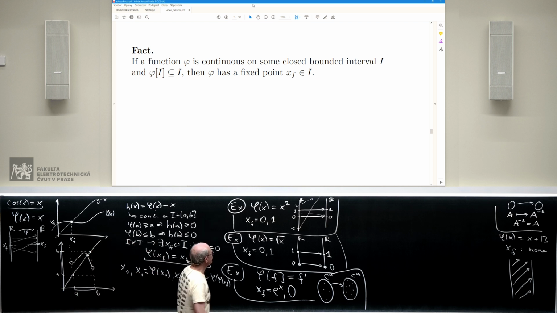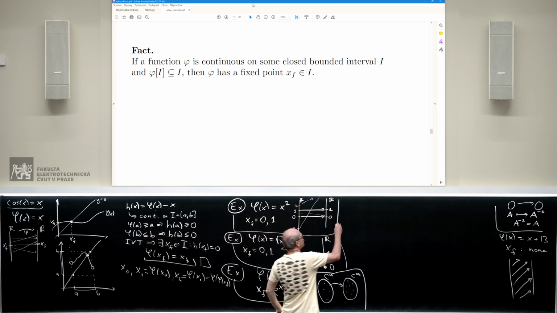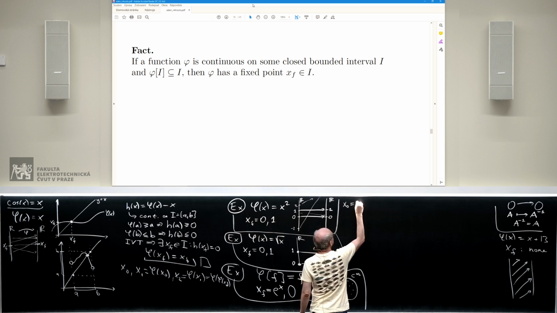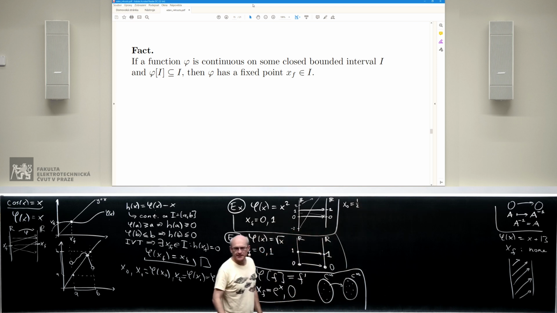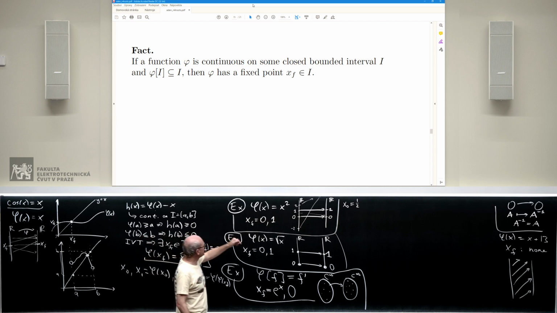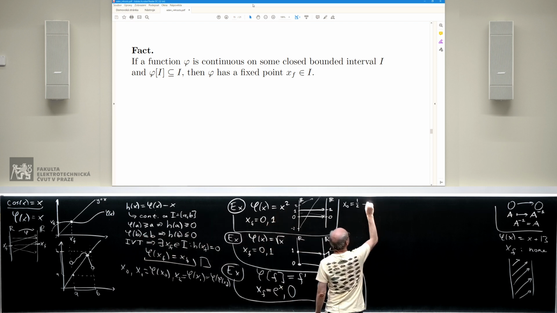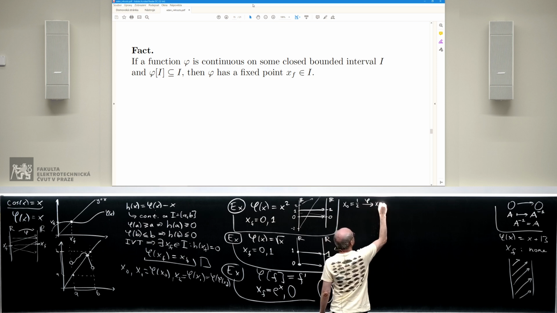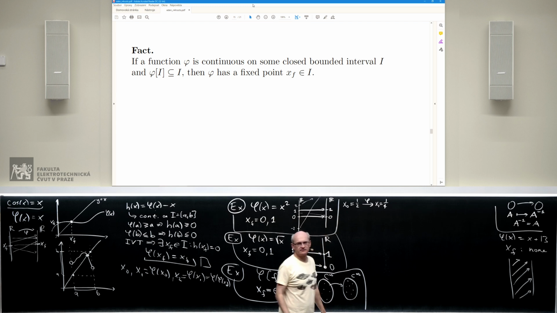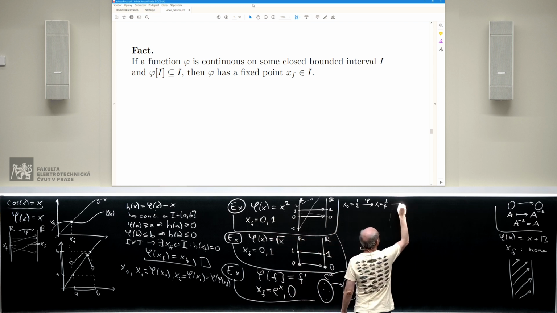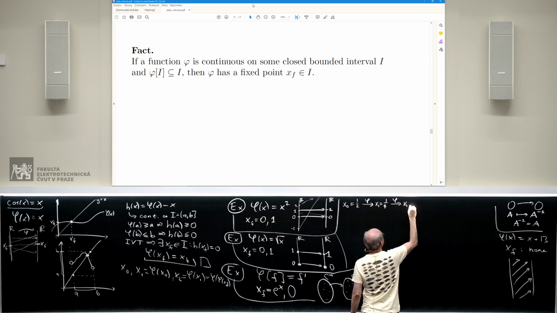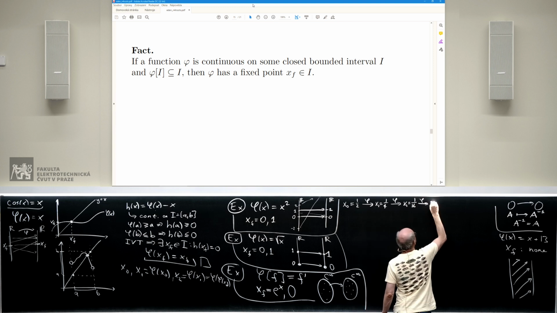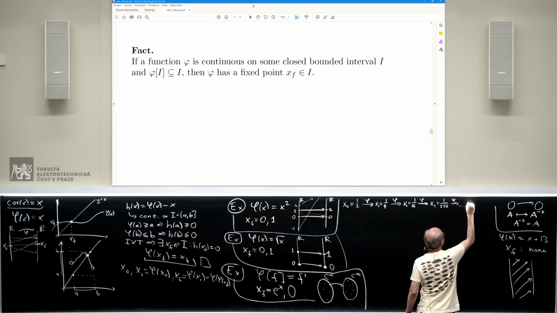Let's try some experiments. Okay, let's go to my example with x squared, the function x squared. Let's say that I try x0 equal to 1/2. This looks like a nice number. So I'm going to apply function phi to it, which is x squared. And I get x1, which is 1/4. Okay. Now I apply phi again, and I get x2, which is 1/4 squared, which is 1/16. And I apply phi again, and I get x3, which is 1/256. And I apply phi again, and I keep going.